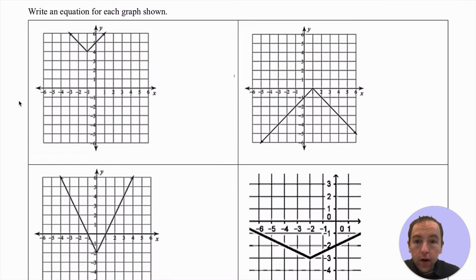So here we're going to write equations for each graph shown. And if you look at each of the four graphs here, they are all V-shaped in nature. So we will be able to model these with a two-variable absolute value equation.